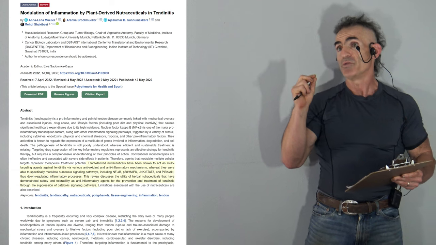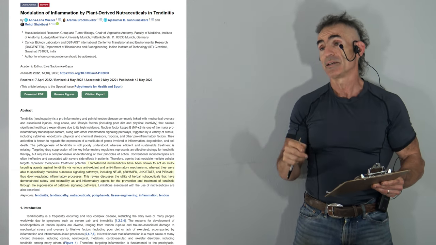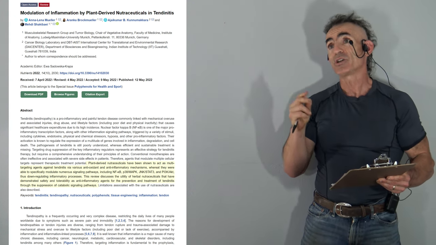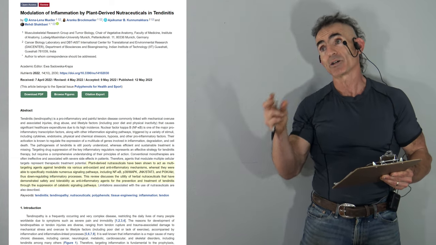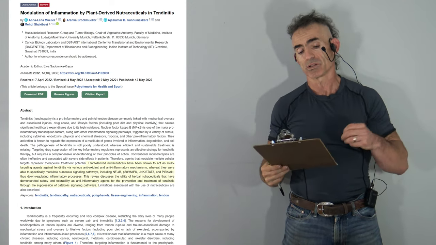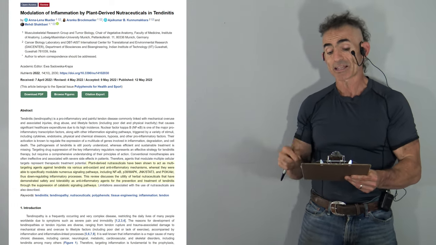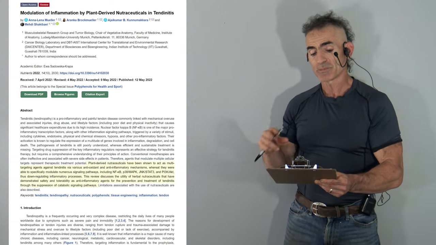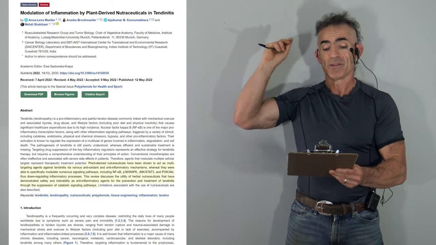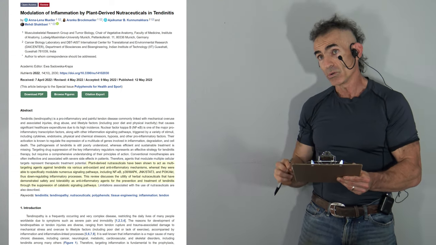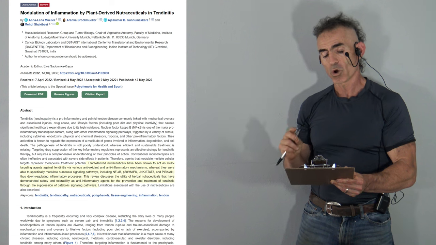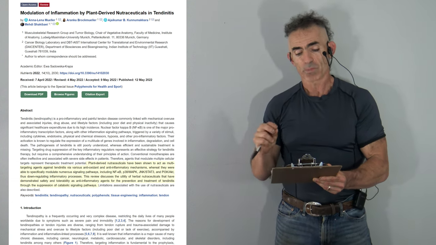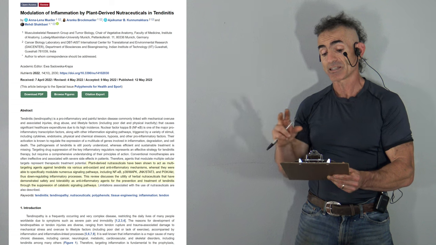Now keep in mind again, we're only going to briefly look at a few of the highlights and even some of the combination formulas that have yielded significantly beneficial outcomes in the pilot or exploratory studies accumulated in this article. Plant-derived nutraceuticals have been shown to act as multi-targeting agents against tendinitis via various antioxidant and anti-inflammatory mechanisms, where they were able to specifically modulate numerous signaling pathways, thus down-regulating the inflammatory process. This review discusses the utility of herbal nutraceuticals that have demonstrated safety and tolerability as anti-inflammatory agents for the prevention and treatment of tendinitis through the suppression of catabolic signaling pathways.